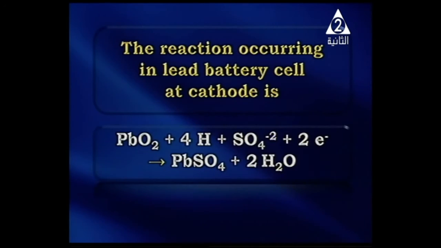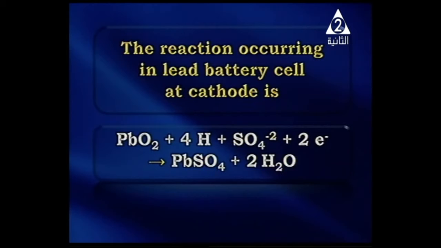And the second part, the cathode, it is the positive pole. We have lead dioxide plus 4 hydrogen protons plus SO4 2-, it's H2SO4. We have the reaction between them, where 2 electrons are gained, giving us PbSO4 plus H2O.